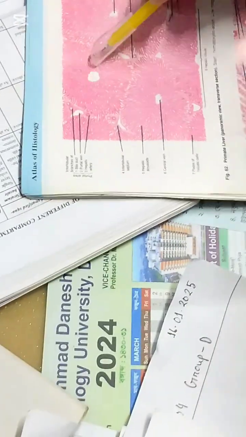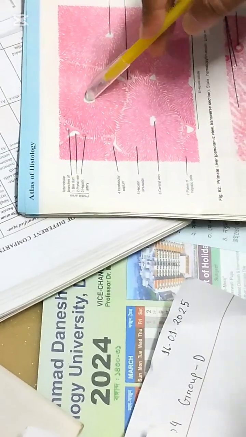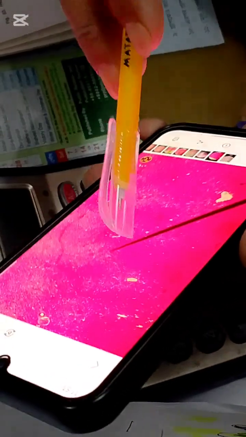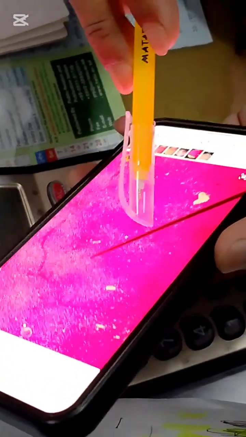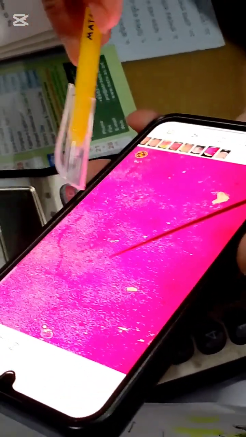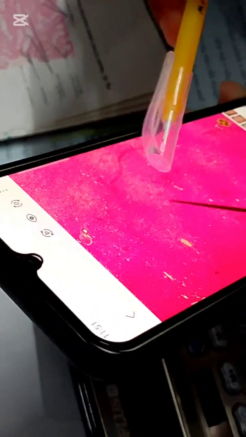That means there is no RBC present in the central vein. But in the slide, all the central veins are filled with RBC. This one central vein, this one central vein. Okay, you have to see the hepatic cord, a large number of hepatic cords.